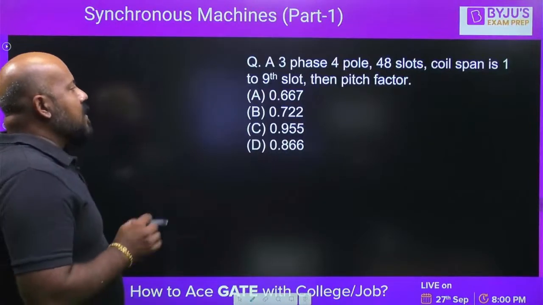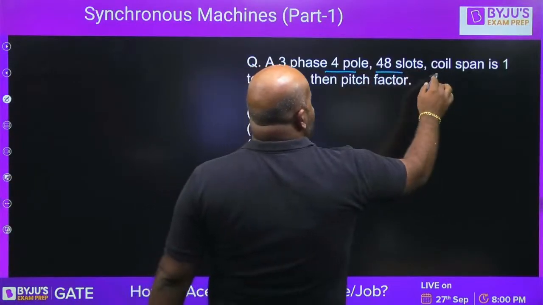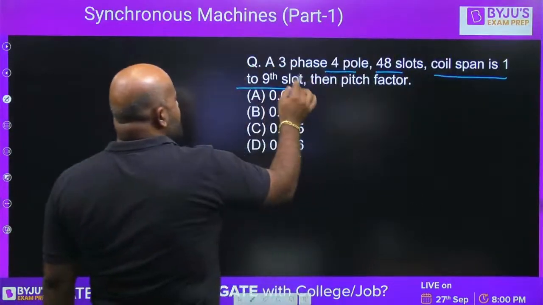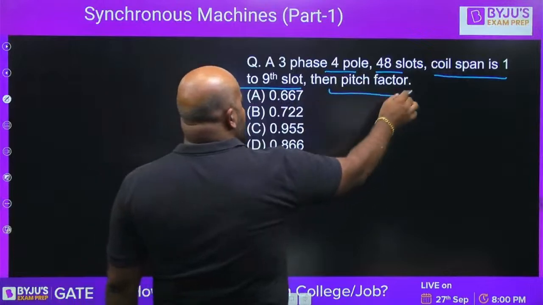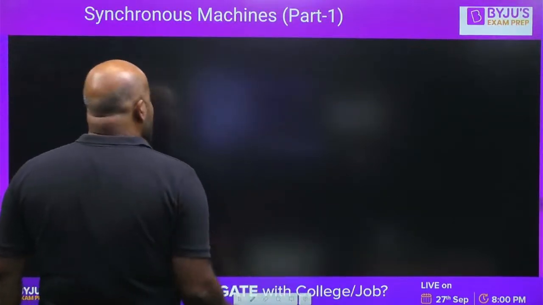There is a 3-phase, 4-pole, 48 slots machine where the coil span is 1 to 9th slot. Now he is asking the pitch factor. Now what is pitch factor? Let me just show you once, then we can proceed for the question.